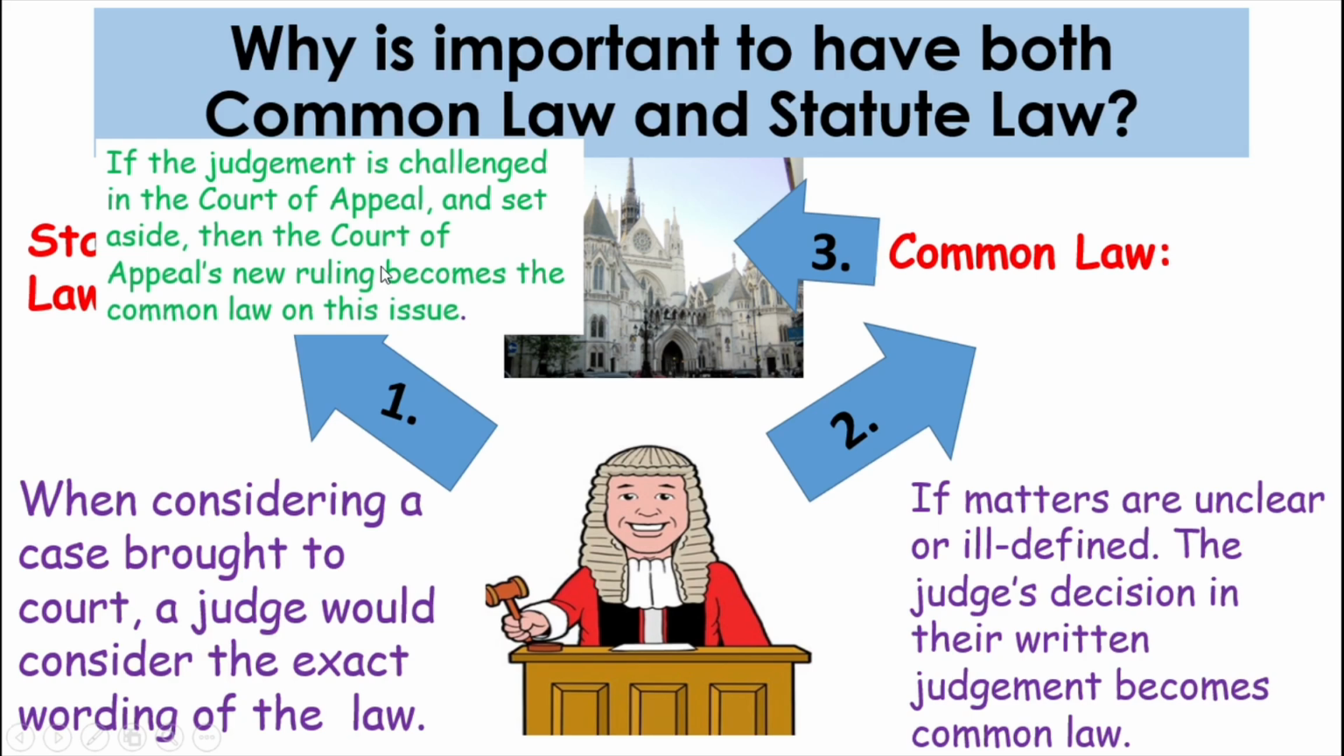What this basically means is if a judge in a lower court made a written judgment and the person then appealed the judgment and went to the Court of Appeal, if the Court of Appeal decides that the judgment made by the previous judge was not correct, or they decide to set it aside, then the Court of Appeal's new ruling becomes the common law on this issue. Common law on that issue is no longer based on the judgment made by the previous judge, because the Court of Appeal has overruled that, and it's the Court of Appeal's ruling that then forms the new common law on the issue.